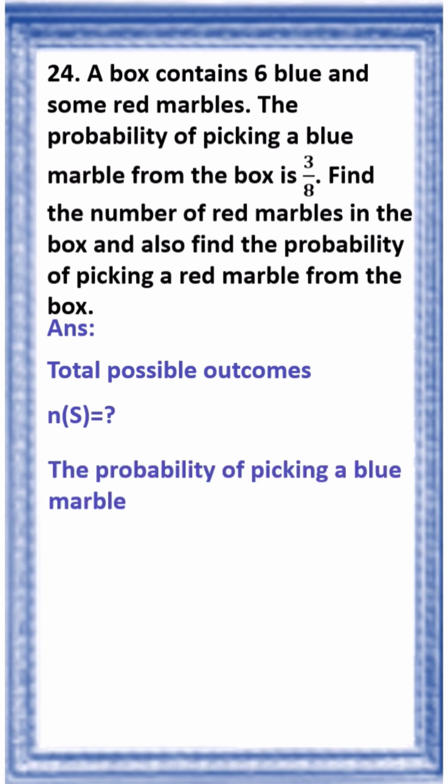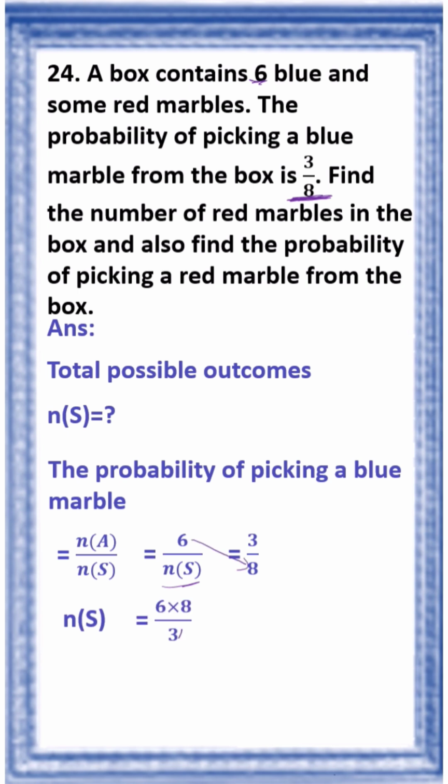Probability of picking a blue marble is given, and according to the formula it is equal to number of A by number of S. Using this we can find the number of S, the total number of outcomes. Here the number of blue marbles is 6, so it is 6 by something. But the probability is given in the question, 3 by 8. So now we can find the number of S: 8 into 6 by 3.